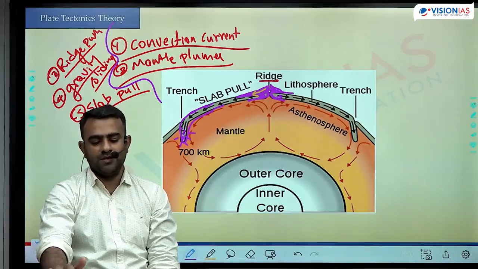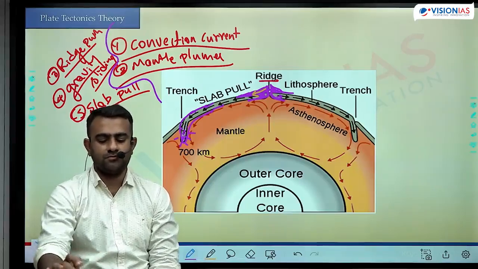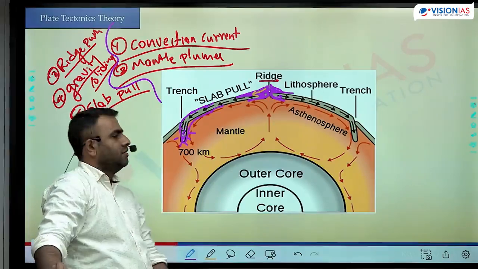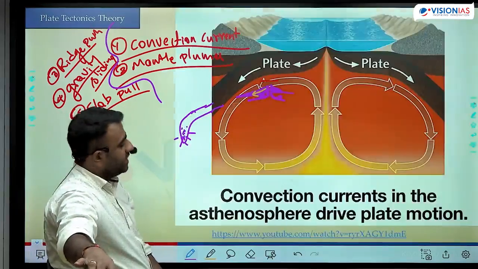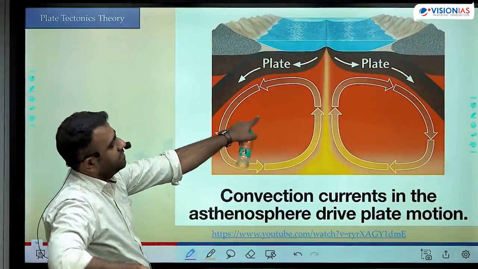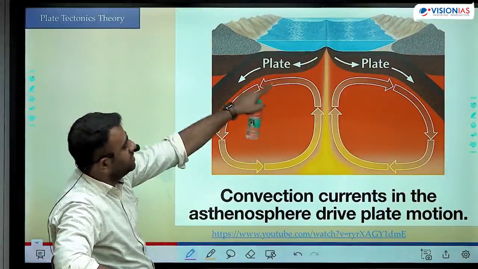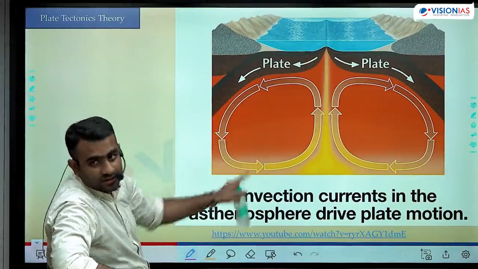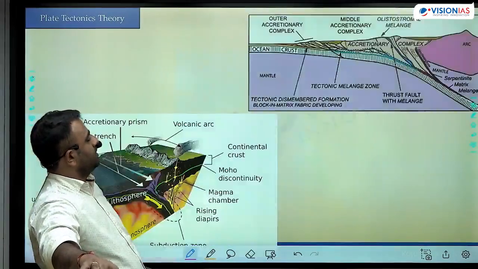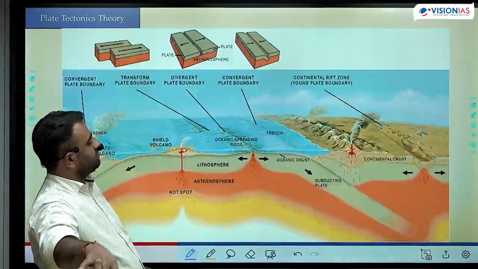These are all the reasons behind the plate motion. What are the limitations of plate tectonics? There are a few things which are not yet explained. Okay, this is convection current. You can see the convection currents. The rising currents cause the ridge, the subsiding part causes trenches and subduction. Okay, there are a few parts which are not yet explained.